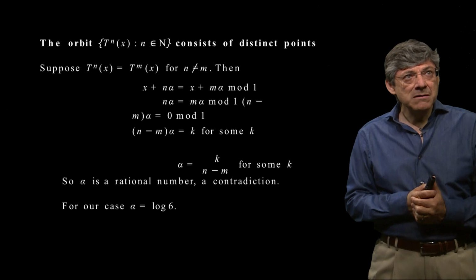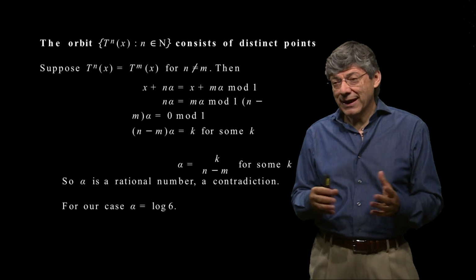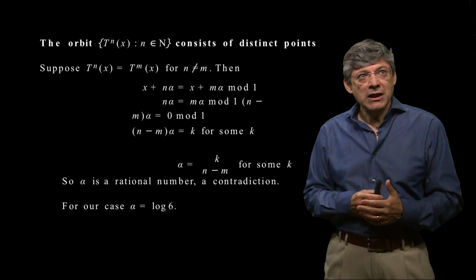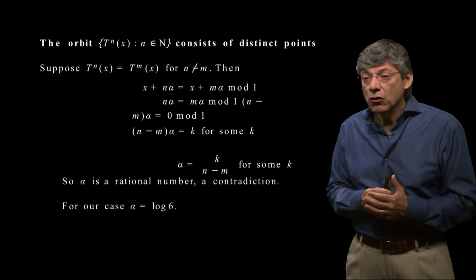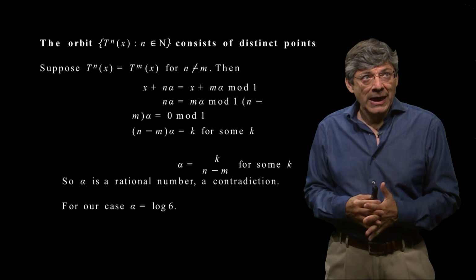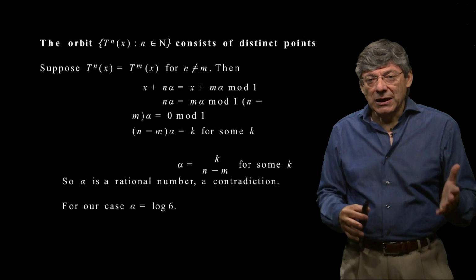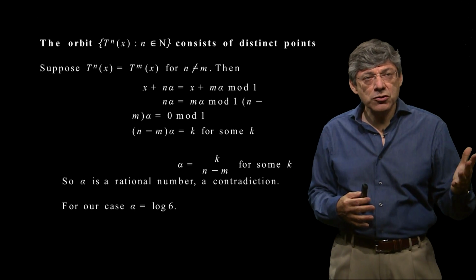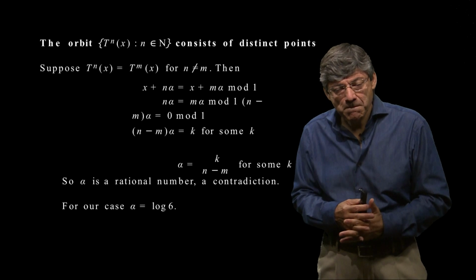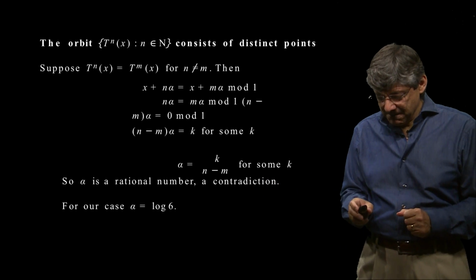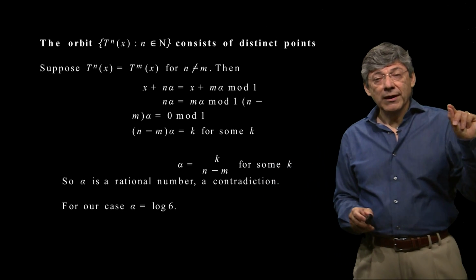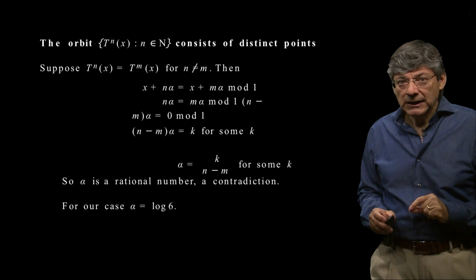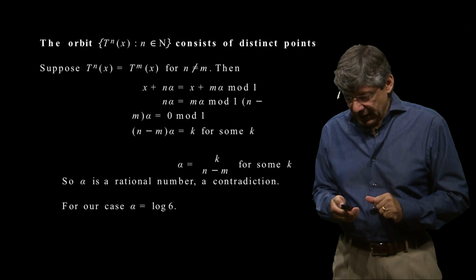So that means that n minus m times alpha equals k for some integer. So dividing by n minus m, we find that alpha has to be of the form k over n minus m, and that is a rational number. So alpha would have to be rational. But we have assumed irrational, that's a contradiction. Therefore, those points cannot be the same. So points in the orbit are distinct. And we have used in a fundamental way that alpha is irrational. In our case, alpha is log 6, and you're invited to show that log 6 is irrational indeed.